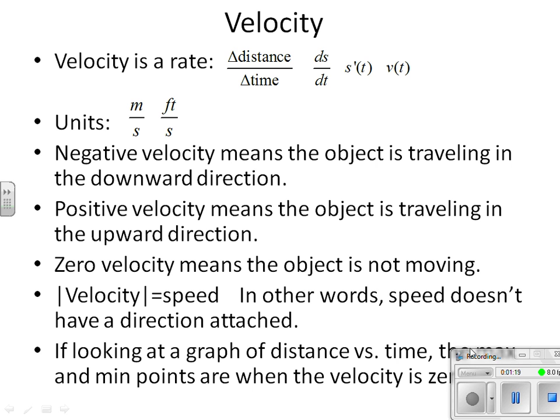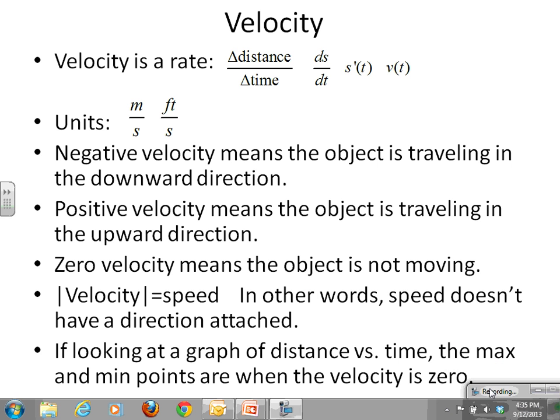Okay, so I have a slide packed here with information about velocity. Velocity is a rate, so remind yourselves a rate is really just a fraction. Most of the time, the bottom of the fraction is going to be time, and the top is whatever the word problem happens to be about. So it could be that the distance is changing over time if we're dealing with a velocity problem. Your notation could be ds/dt, where s is representing distance and t represents time. You could call it s prime of t or v of t. All of these are ways to represent velocity.